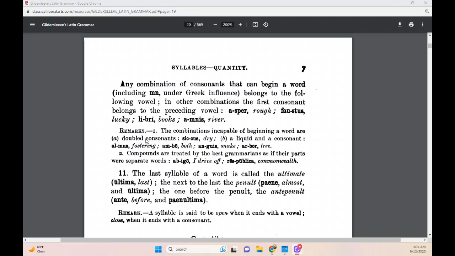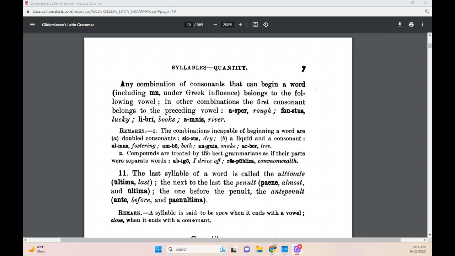So if we have a doubled consonant, or two consonants or more that begin with a liquid, those will not be groups of consonants that can begin words, so we'll be dividing them. And we've got some examples here. The first one is almus. Almus, notice we have a liquid L and another consonant, so we divide the syllables between those two consonants. Here we have ambo. Ambo, we have a liquid M, and then we've got another consonant, so we'll divide the word into two syllables between the M and the B.